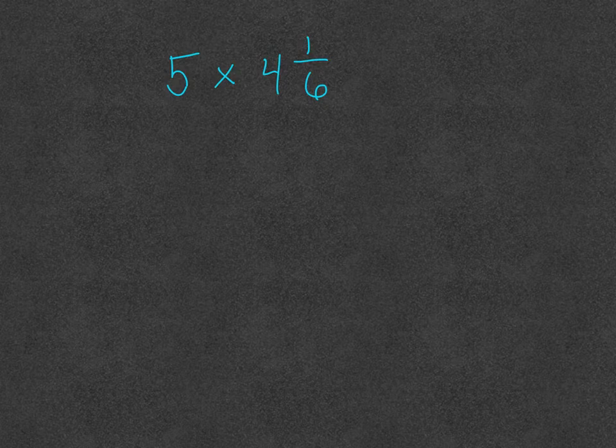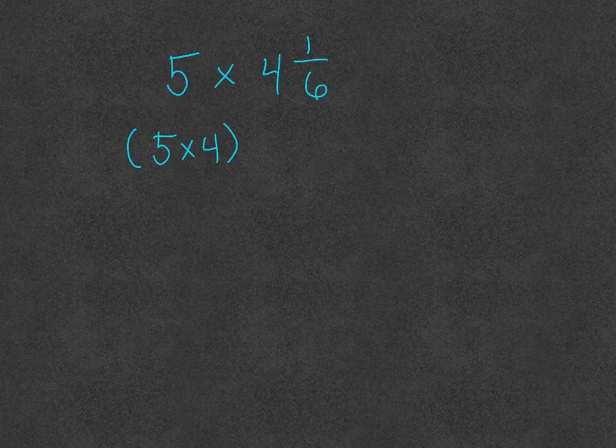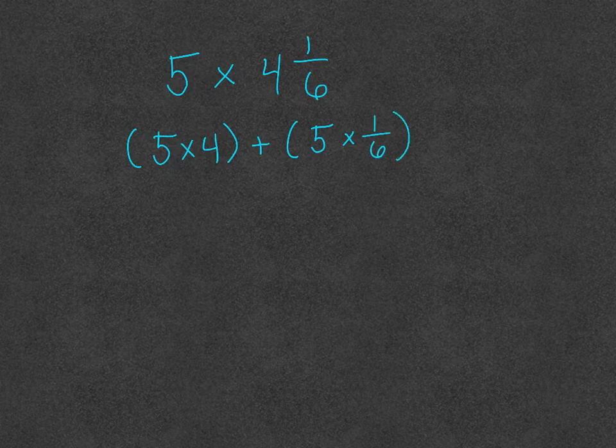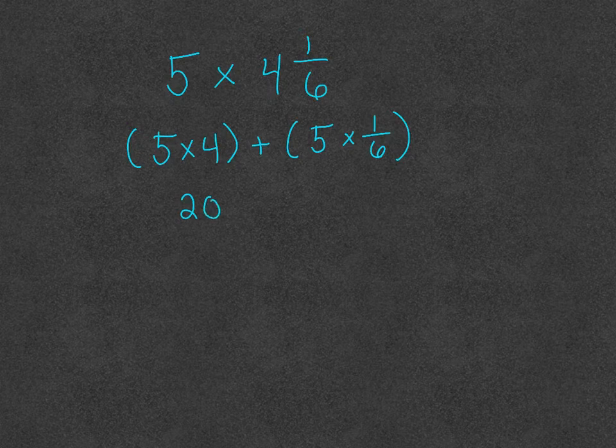All right, our next one is 5 times 4 and 1/6. So we're going to be using the distributive property to solve for this. So let's take our parentheses and we do 5 times 4. We have 5 copies of 4 plus we have 5 copies of 1/6. So in the first set of parentheses, 5 times 4 is 20 plus 5 times 1/6 is 5/6.